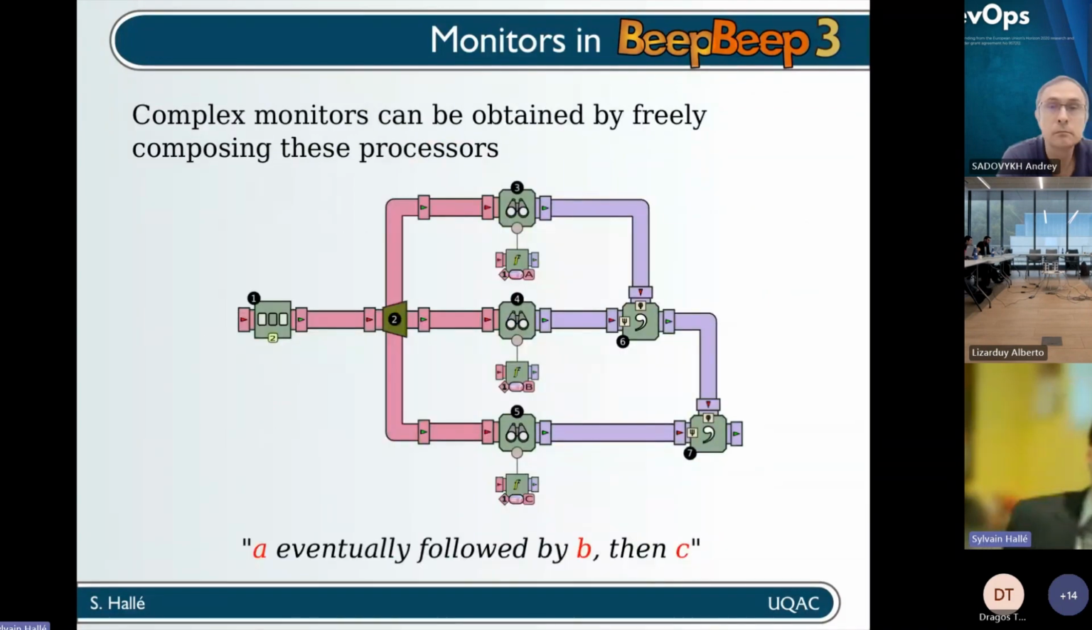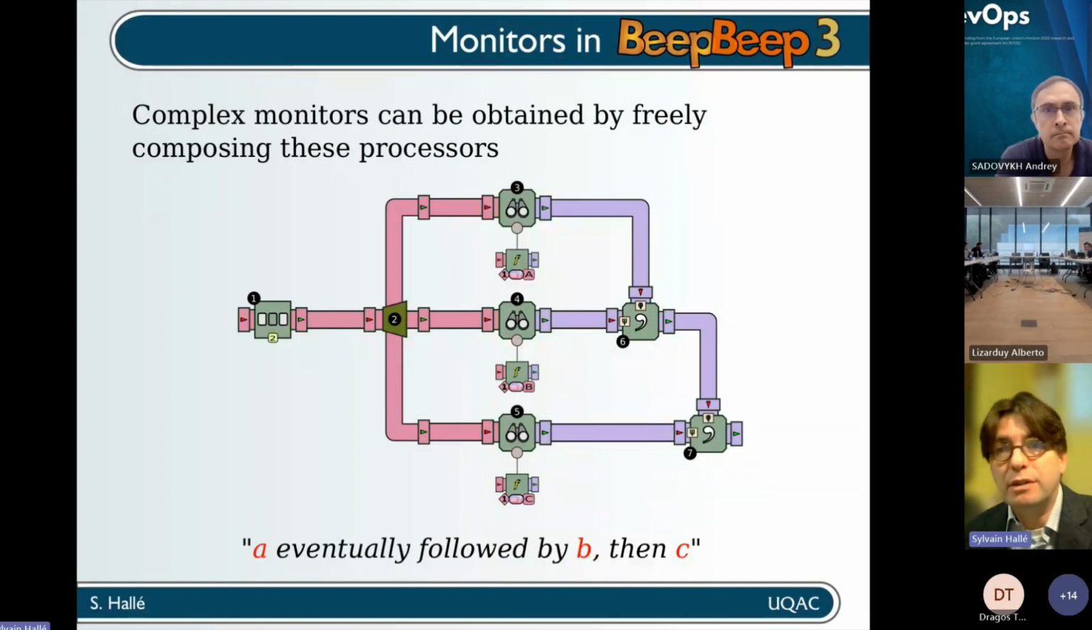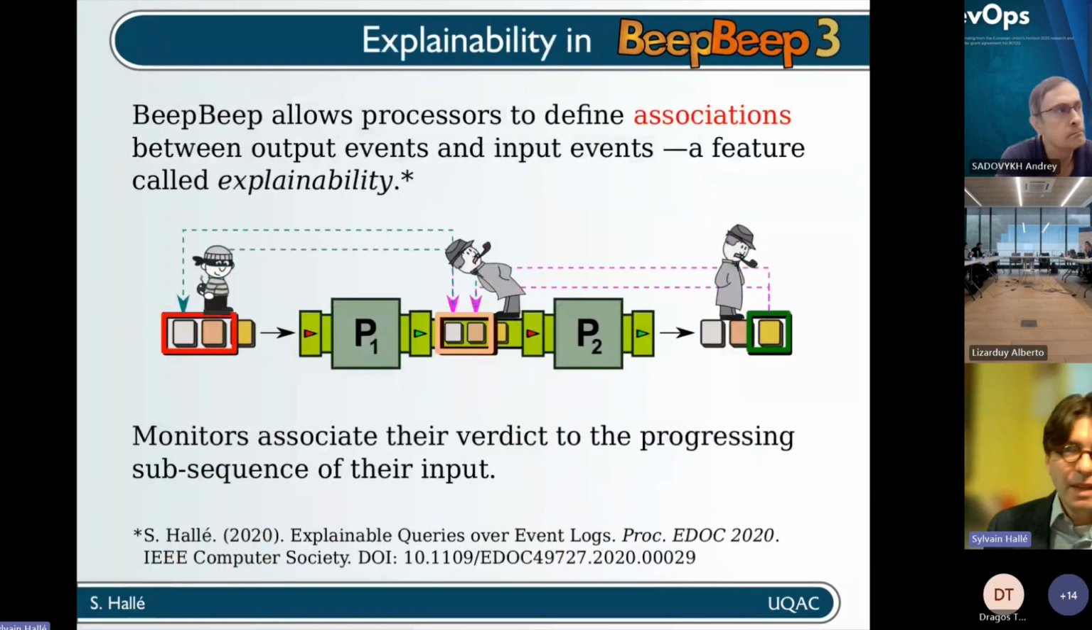And then complex monitors can be obtained by just freely composing these processors with everything else that's present in the BeepBeep library. So here you have an example of the pipeline that corresponds to my example, where you have an A eventually followed by B, eventually followed by C.